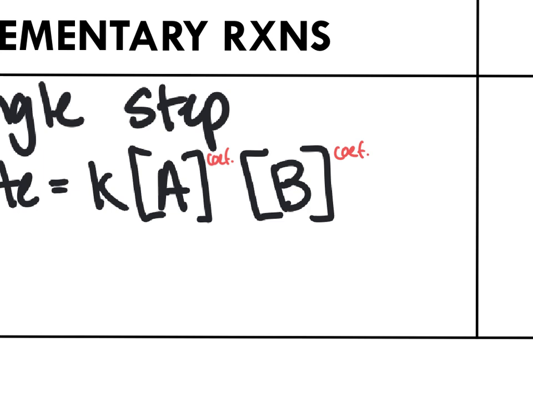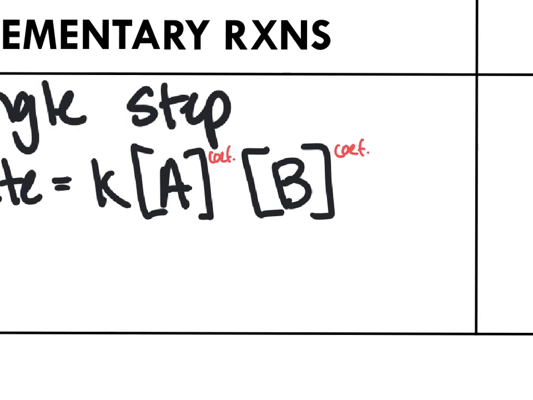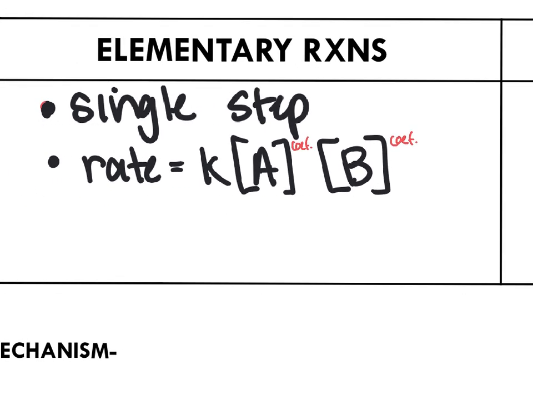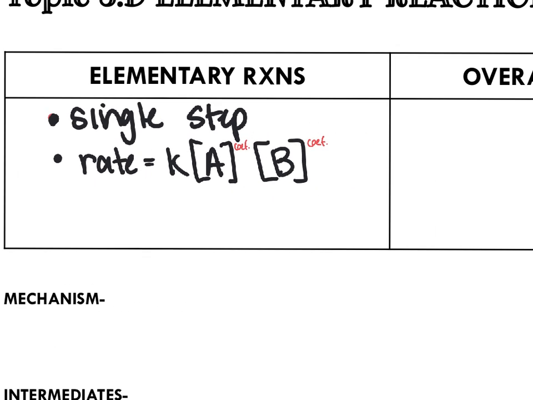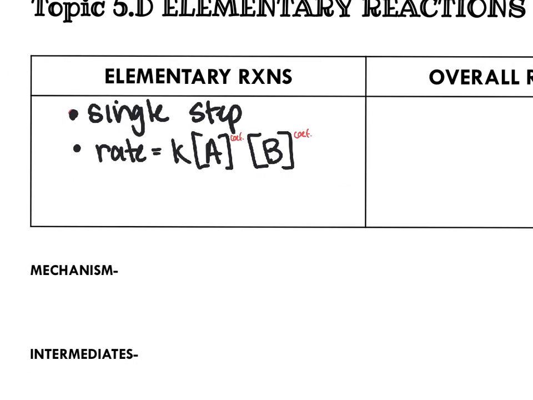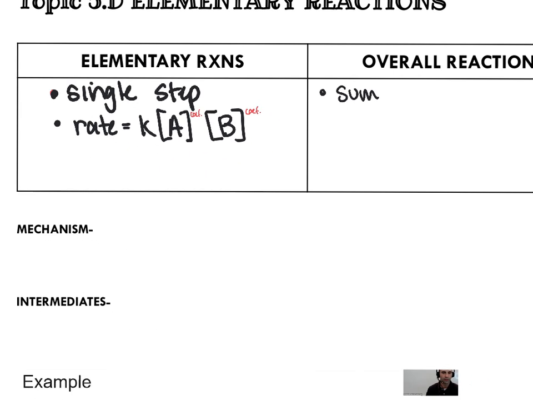So again, if we wanted to figure out what those exponents are experimentally, you'd have to do a rate expression problem or a differentiated rate law problem, okay? If we know it's an elementary reaction, we can use those coefficients to give us the exponents. Our overall reaction is going to be the sum of all elementary steps.